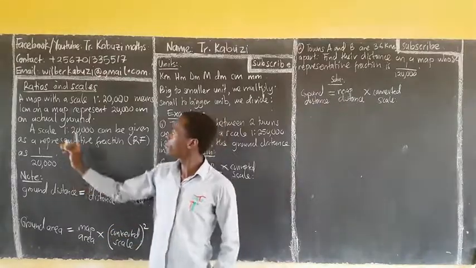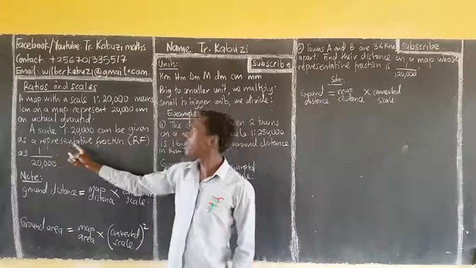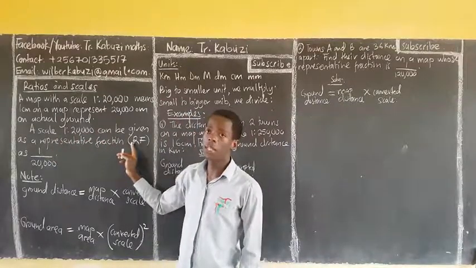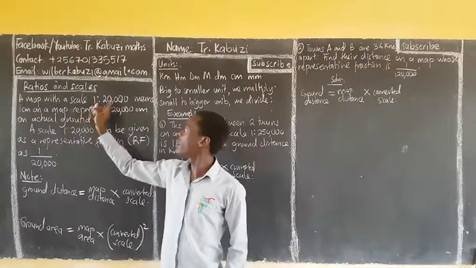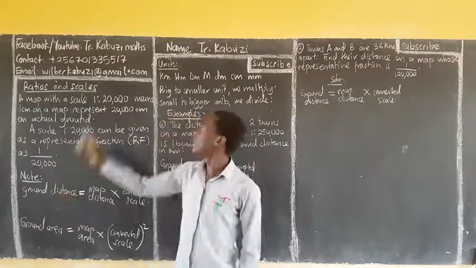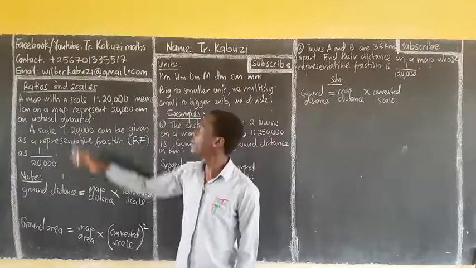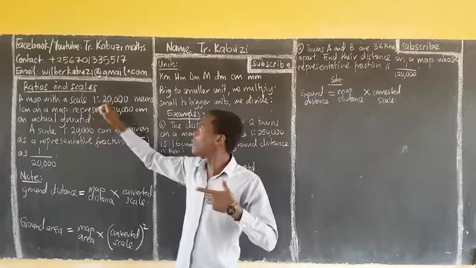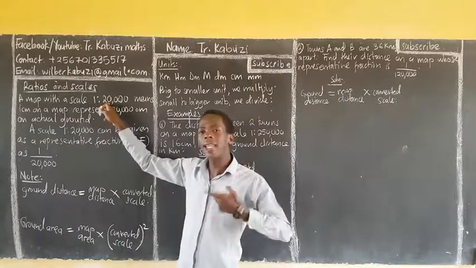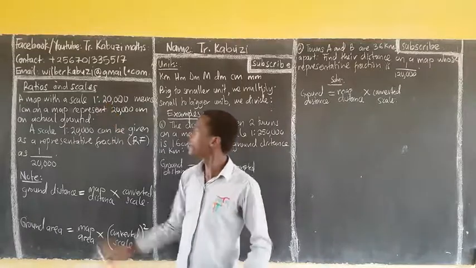Also, a scale of 1 to 20,000 can be given as a representative fraction. Sometimes it's abbreviated as RF. So you just get 1 divided by the distance on the ground. Always, to interpret the scale of a map means 1 centimeter on the map represents 20,000 centimeters on the actual ground.